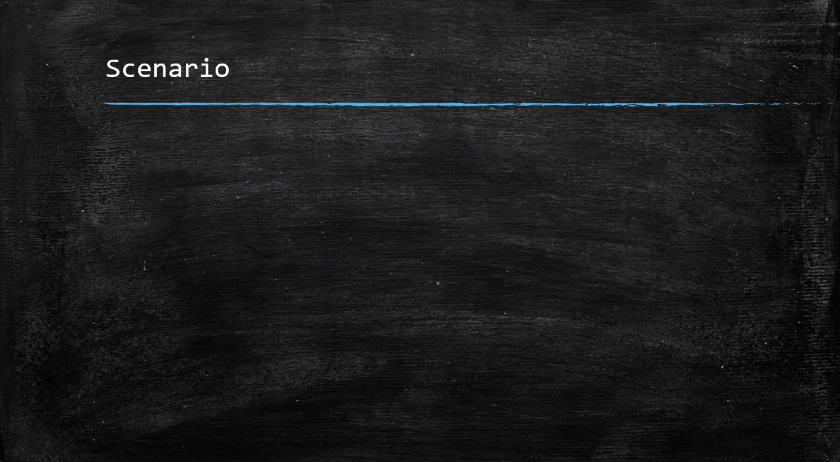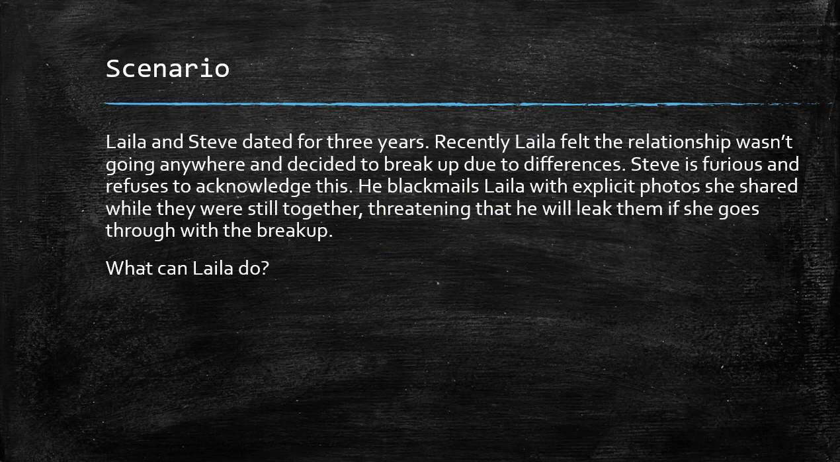So let's take the scenario. Laila and Steve dated for 3 years. Recently, Laila felt the relationship wasn't going anywhere and decided to break up due to differences. Steve is furious and refuses to acknowledge this. He blackmails Laila with explicit photos she shared while they were still together, threatening that he will leak them if she goes through with the breakup. Now, you can pause this video, take a few seconds, think, if you were Laila's friend, what can you advise her to do? Or if you were in Laila's position, hypothetically, what would be your first step?